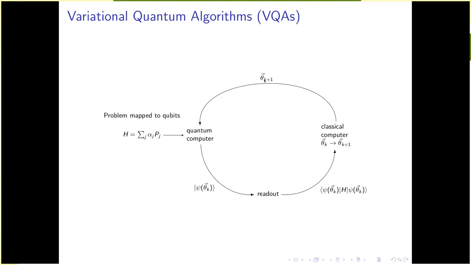For now, have the classical computer prepare some parameters, and based on those parameters we execute the specified quantum circuit on the quantum computer, so we have prepared some quantum state. We perform the measurement and estimate the expectation value with respect to the state and the observable, and this is the feedback for the classical computer to prepare new parameters, a new program.